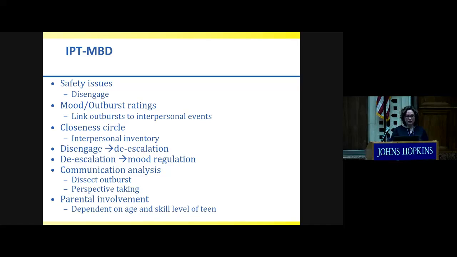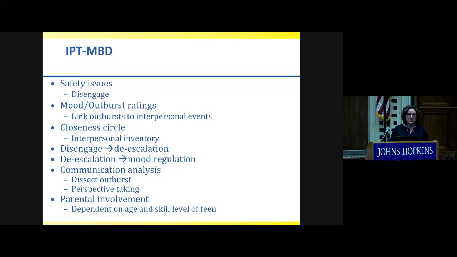The teens are very dysregulated initially. We want the parents to try to disengage from the conflict. We include outburst readings. What is your worst outburst of the week? And then we link it to whatever interpersonal event or trigger was going on at the time. We complete the circle and inventory, then really talk about how disengaging leads to de-escalation, and de-escalation leads to better mood regulation. So over time, the fewer outbursts the teen has, the more regulated they are, and they can actually disengage from the conflict before it becomes a 10 out of 10.